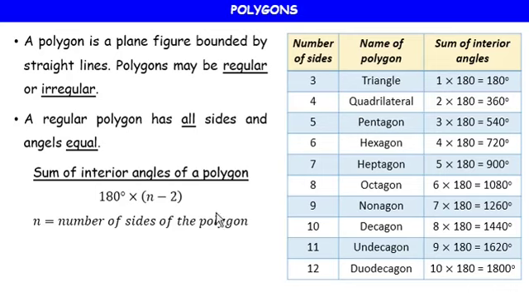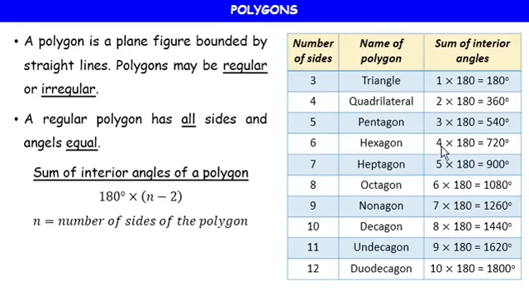For a quadrilateral, still applying the same formula, 180 times n minus 2. How many sides has a quadrilateral? 4. So 4 minus 2 gives us 2, so it's going to be 2 times 180. Simply subtract 2 from the number of sides and then multiply by 180 to get the sum of interior angles of that polygon. For a pentagon, 5 minus 2 is 3, so 3 times 180 gives us 540 degrees.